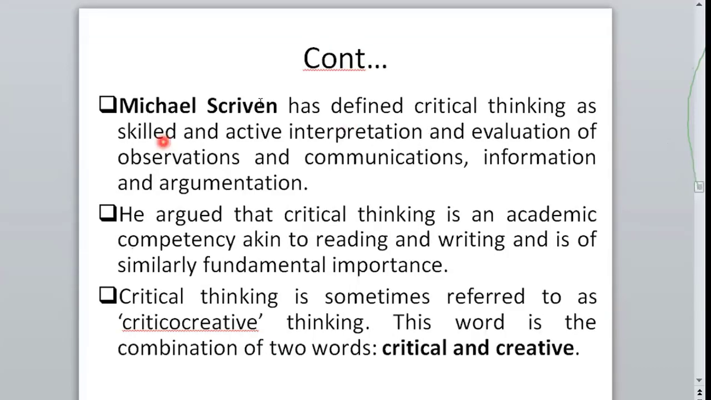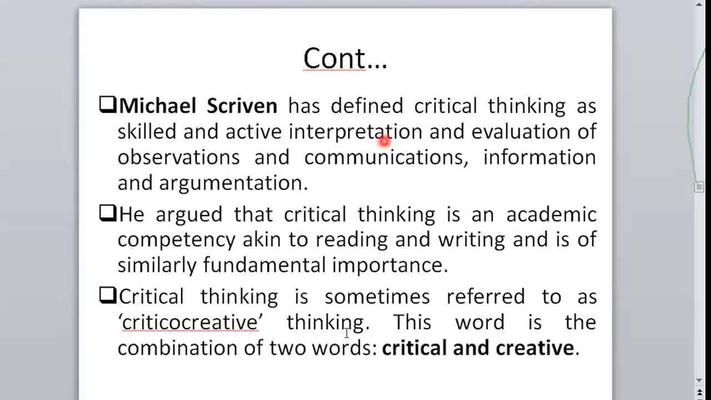And according to this guy, critical thinking can be defined as skilled and active interpretation and evaluation of observation, communication, information, and argumentation. Scriven argued that critical thinking is an academic competency akin to reading and writing, and is of similar fundamental importance.